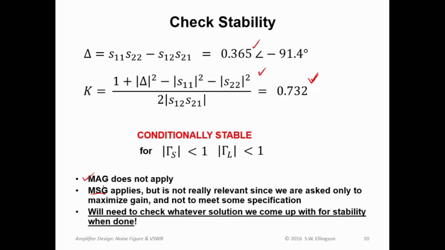Now we're going to have to check whatever solution we come up with for stability when done. This is the consequence of being conditionally stable. So I can go ahead and run through the algorithm implied by my previous discussion, but when the smoke clears, it had better be stable. So first, select the source impedance. That's simple. All I have to do is set gamma sub S to be the optimum source reflection coefficient, gamma sub opt, and that was specified.